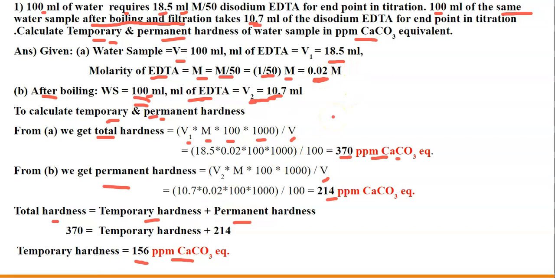In this question, mainly you need to remember that if the water sample taken is untreated, that is, we have just taken a water sample and titrated it with EDTA, then you are going to get total hardness. While if the water sample is boiled and filtered, then the values you put into the formula give you the permanent hardness, because once you boil and filter a water sample, temporary hardness gets removed and permanent hardness remains in water. So this is how we solve the numerical.